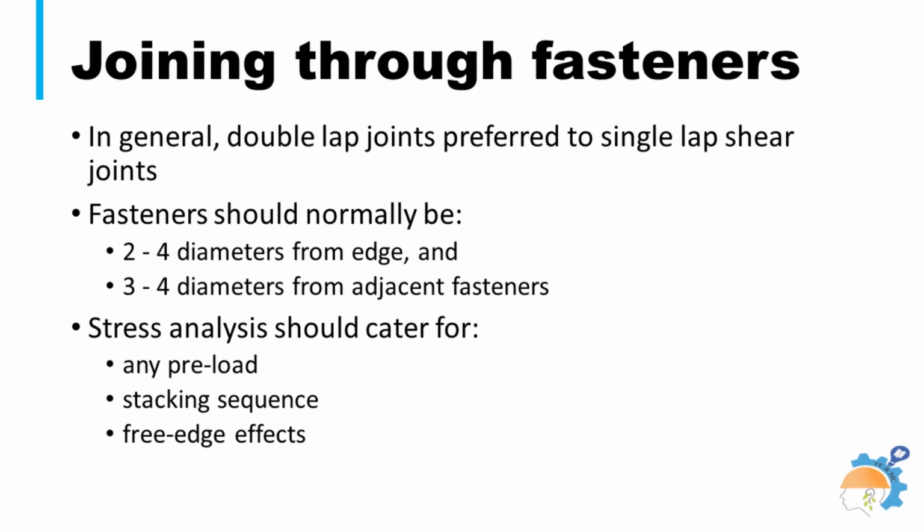Joining processes are typically divided into three categories: mechanical fastening, welding, and adhesive bonding. All these joining methods produce good results. However, the choice of the joining method depends upon the construction materials and applications of the composites product.